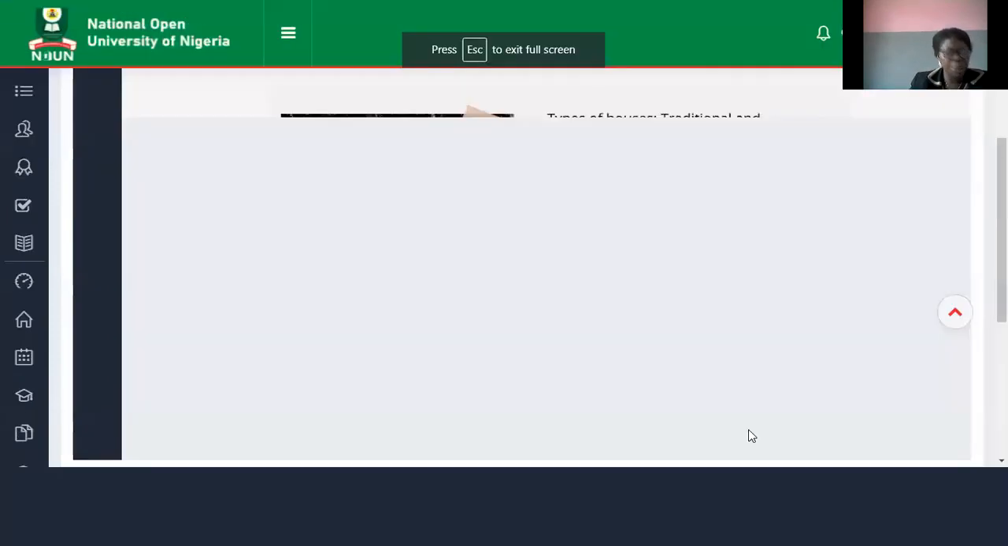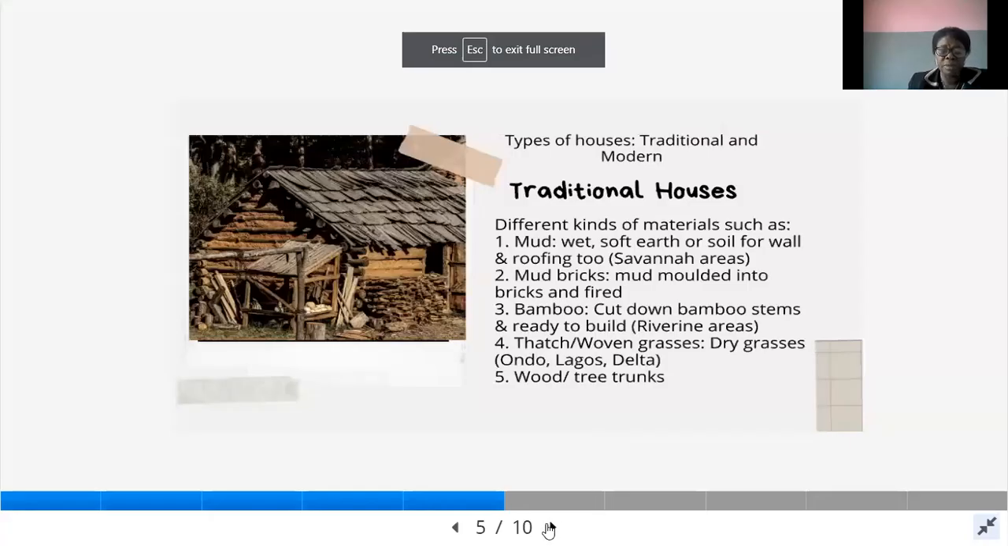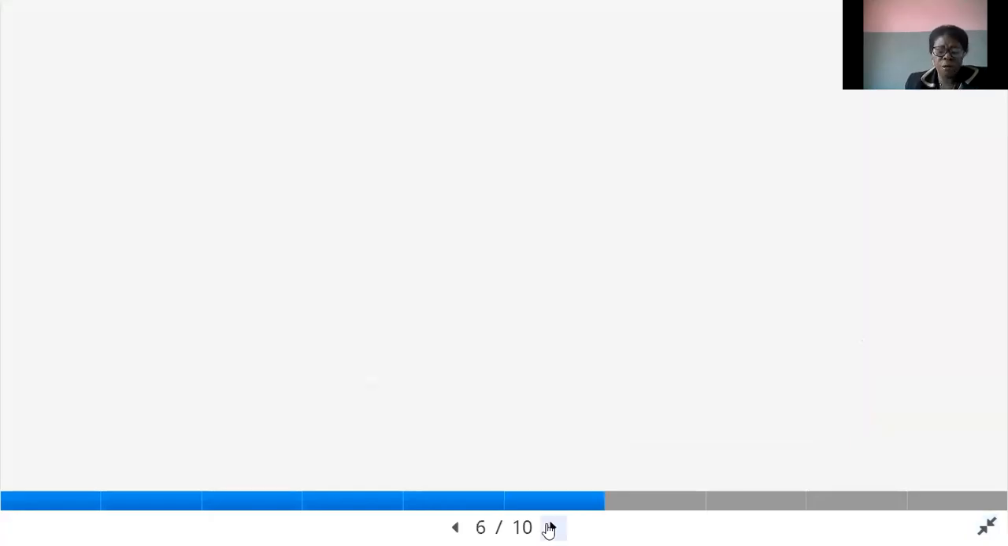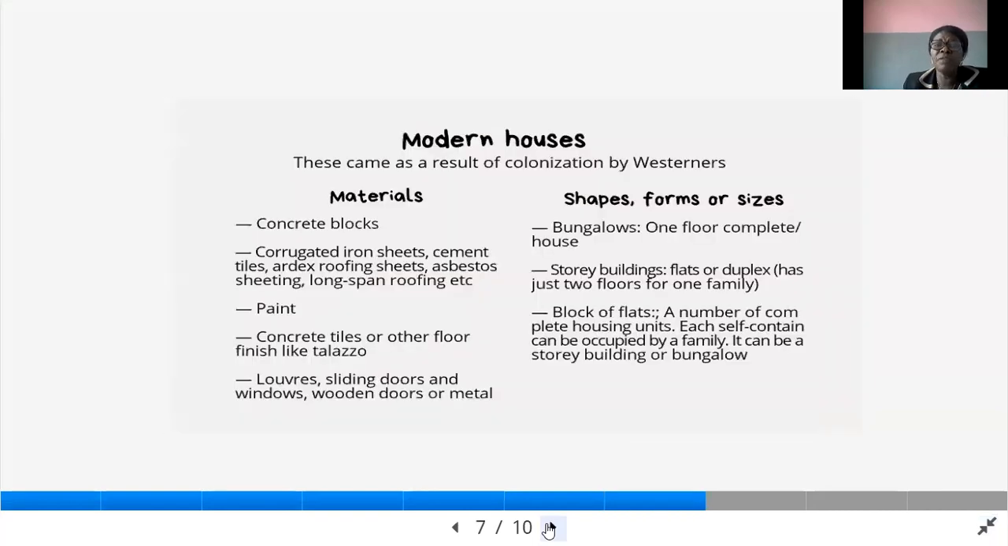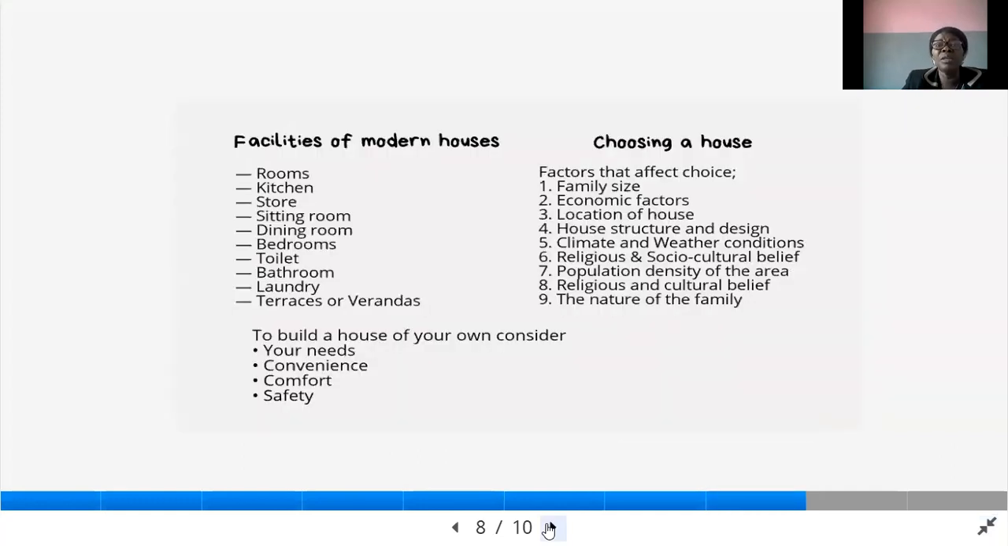We're talking about modern houses, modern types of houses. We looked at the materials for building modern types of houses, and we have the facilities for modern types of houses. You have the rooms, kitchen, stores, sitting room, dining room, bedrooms. You have the toilet, the bathroom, the laundry, and of course, the terrace or veranda.